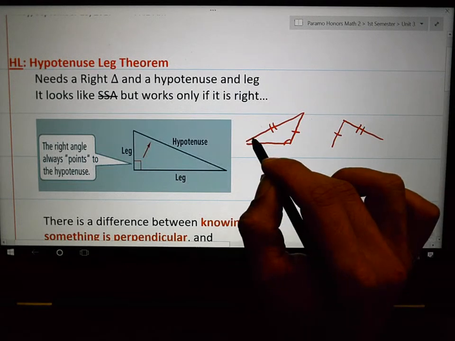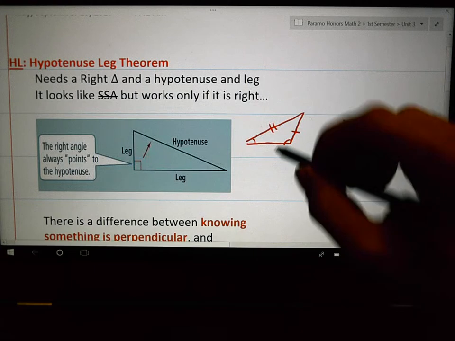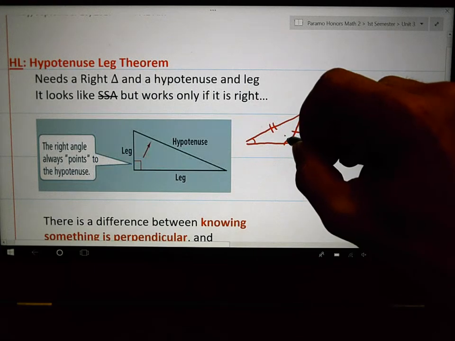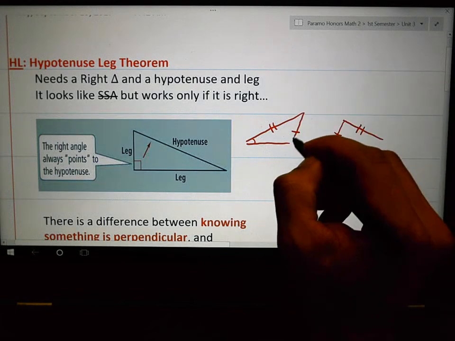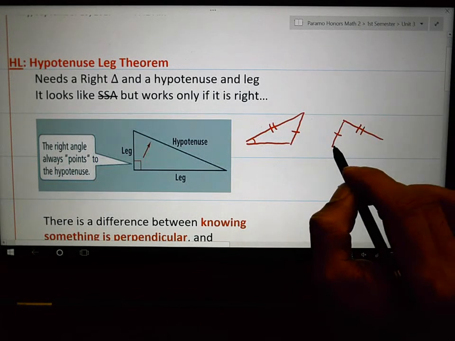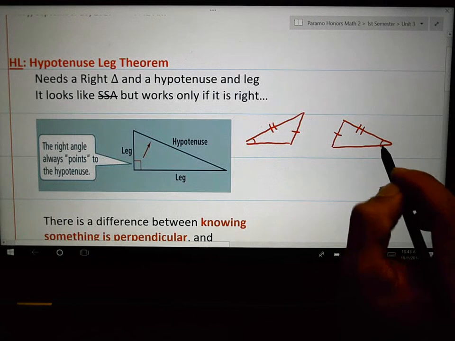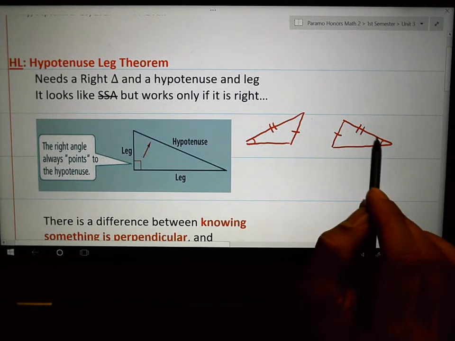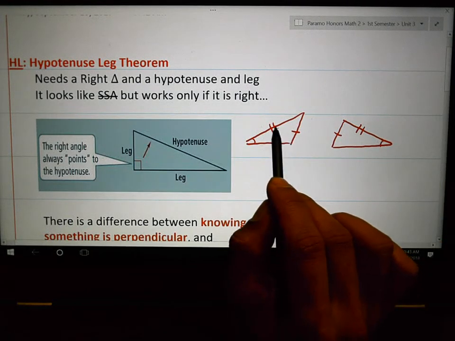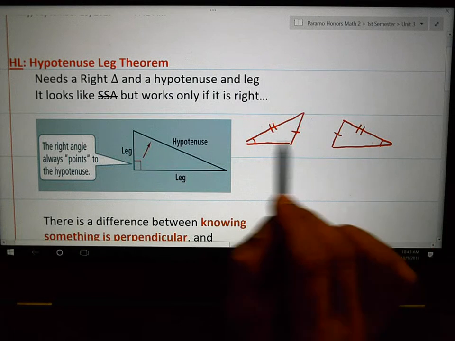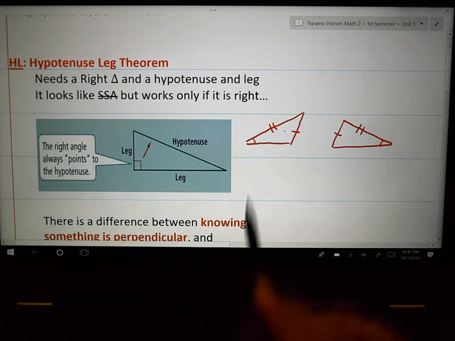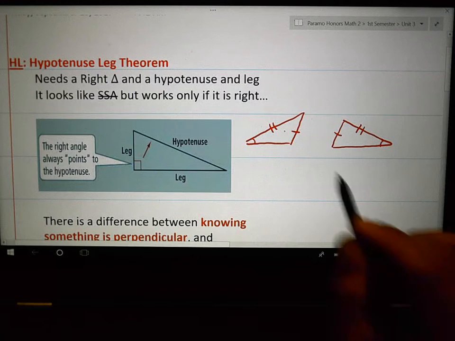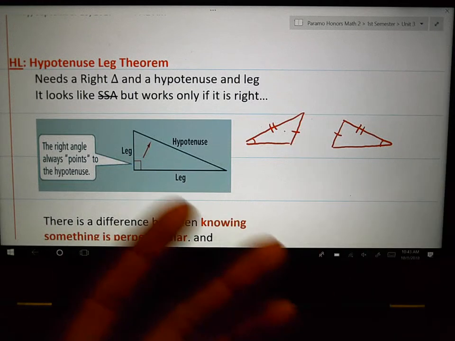I'm sorry. This is the one I wanted. I need to erase that guy. Let me erase. There we go. Side angle and side angle. This angle is the same as this angle, and this side is the same as this one, and you have a side angle. And then people say, they're congruent to each other by side angle.